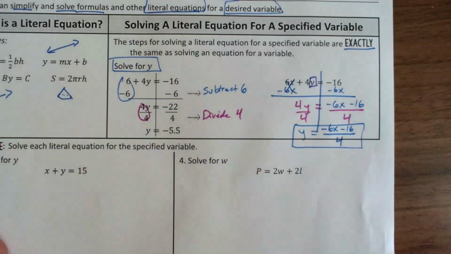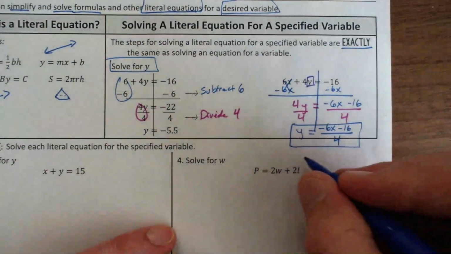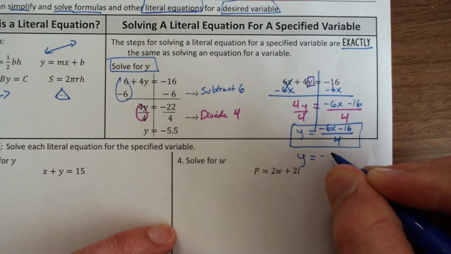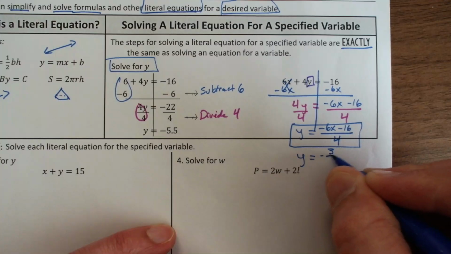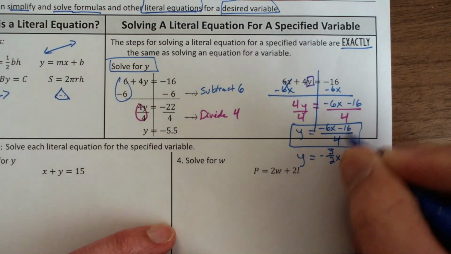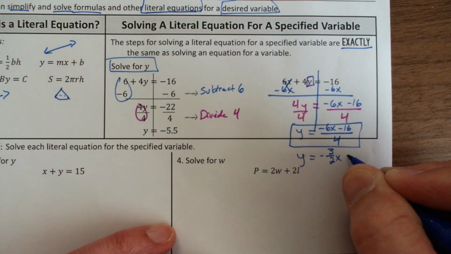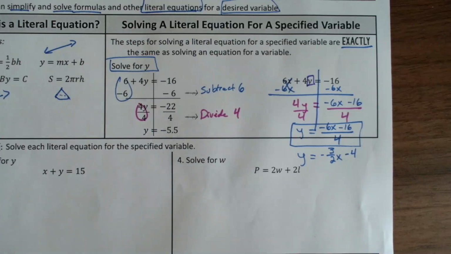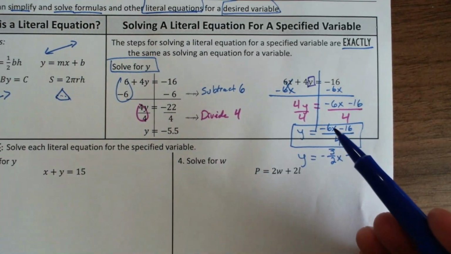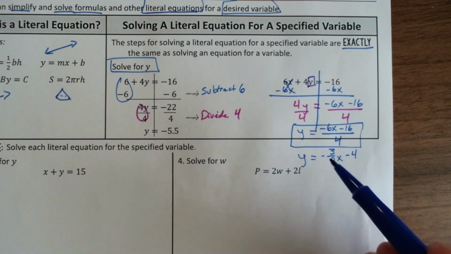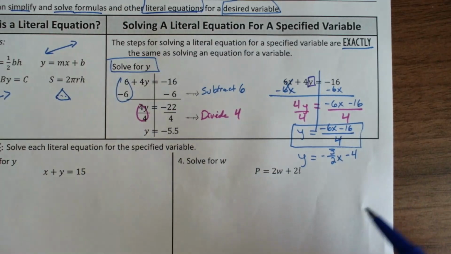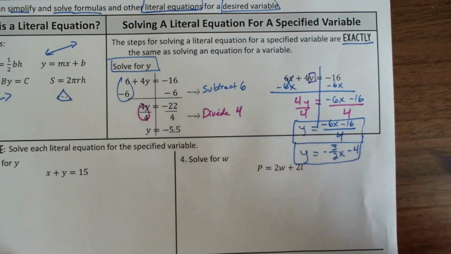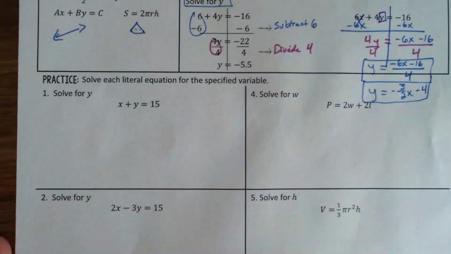This can be simplified. You might see the answer as y equals negative 3 over 2 x, 16 divided by 4 is 4, so minus 4. That's just me reducing the fractions here. 6 over 4 reduces down to 3 over 2. 16 divided by 4, that's just 4. Okay. If you type these both into Desmos, you would see that they're the exact same.